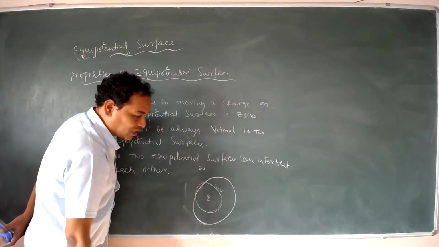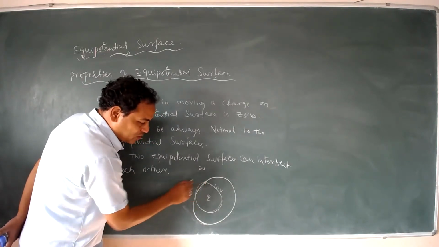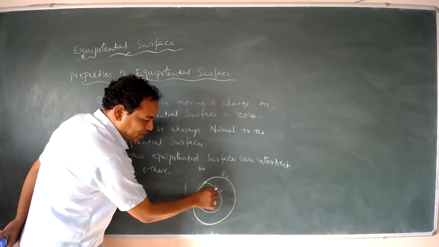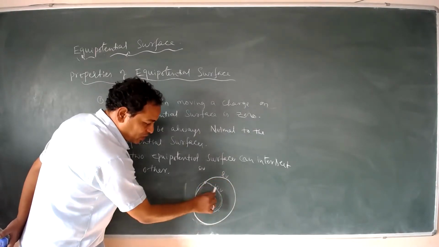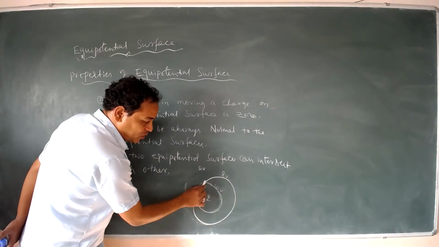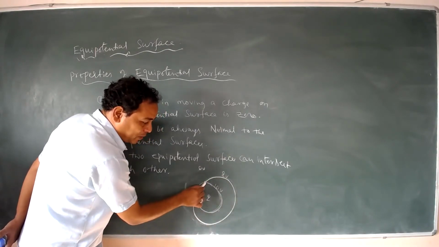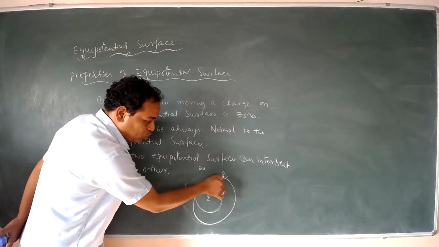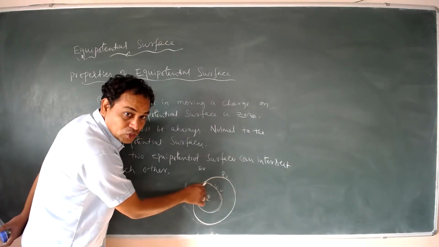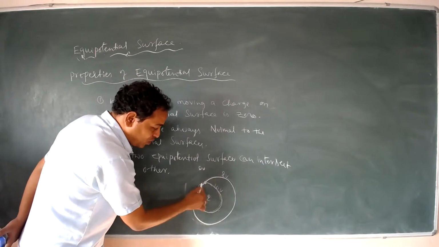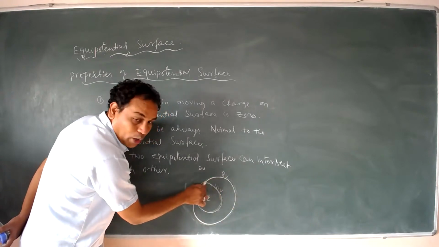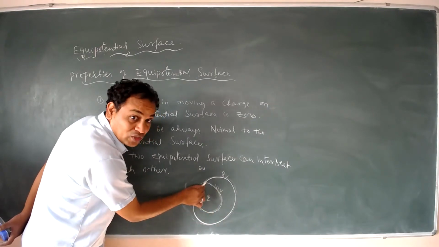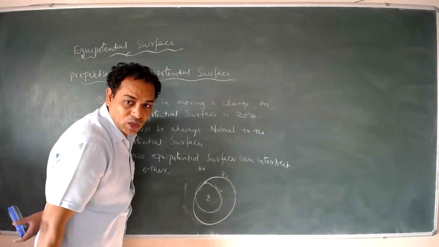If it is intersecting like this, at this point, what can you say? This surface you are saying is 8 volt, and this one you are saying is 10 volt. So this entire surface should have only 10, and this entire surface should have only 8. But at this point, you will find two values: due to this surface 10 volt, due to this surface 8 volt. So on this surface, everywhere is 8 except this point, and on this surface, everywhere is 10 volt except this point. Which is not possible.